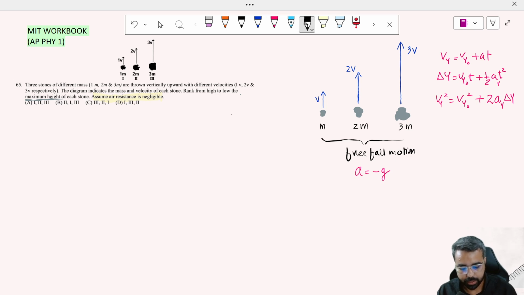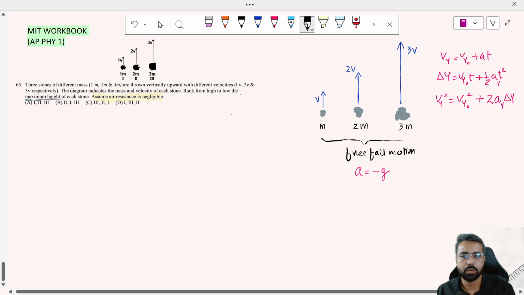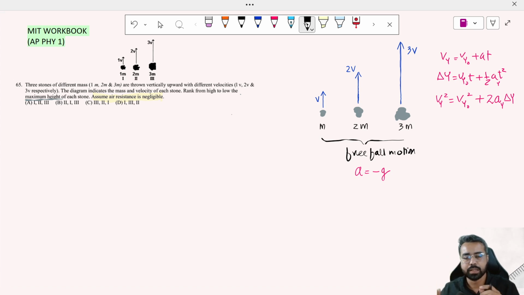Which means that mass has no importance, because the mass of this stone is comparably nothing when we compare it with the mass of Earth. So that's why, in the gravitational field near the Earth, the mass of this stone has no significance.